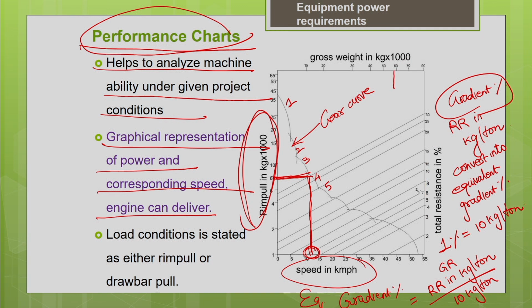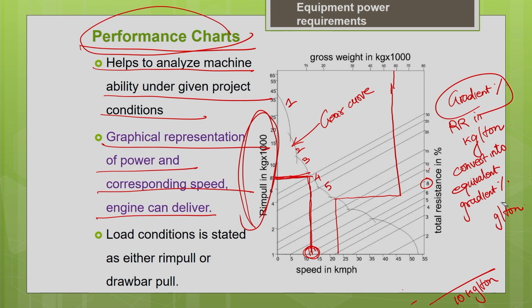Say your resistance is 8%. You have to draw a vertical line intersecting your total resistance percentage line. Once it intersects the total resistance percentage line, draw a horizontal line to the left intersecting your gear curve. Now drop a vertical line intersecting your speed. So this is how you can find the speed of the machine if you know the total resistance percentage.